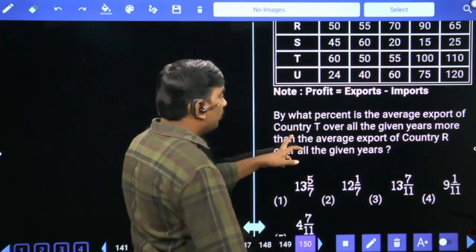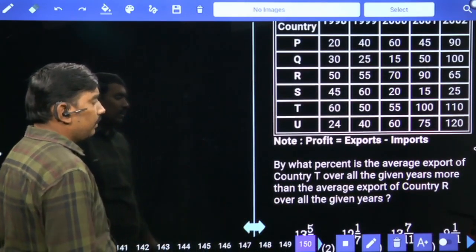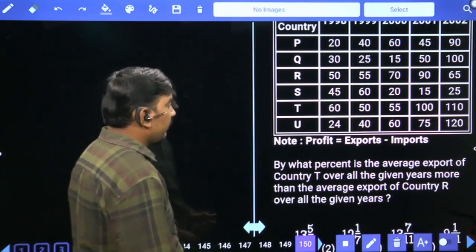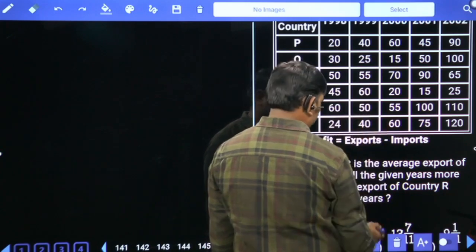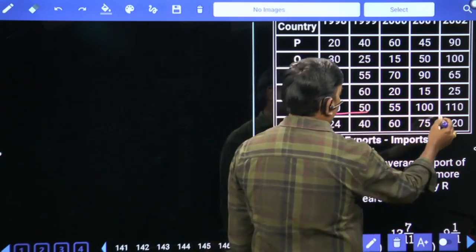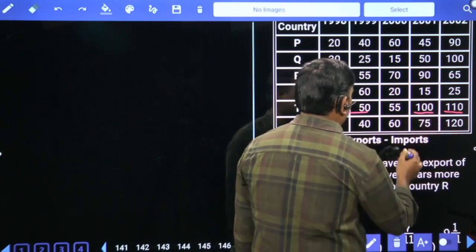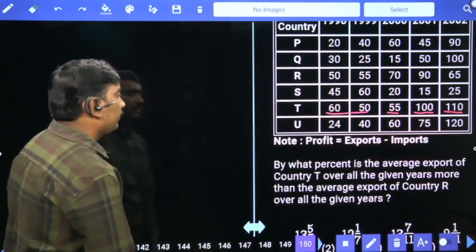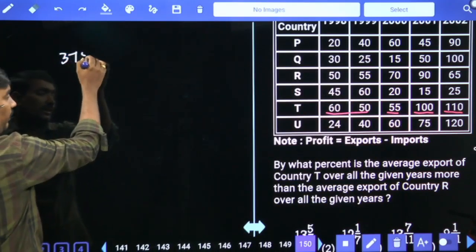See once again. By what percent is the average export of country T over all the given years? Country T over all the given years. 60, 50, 110. 110, 110, 220. 220, 100, 320. 320 plus 55, 375.